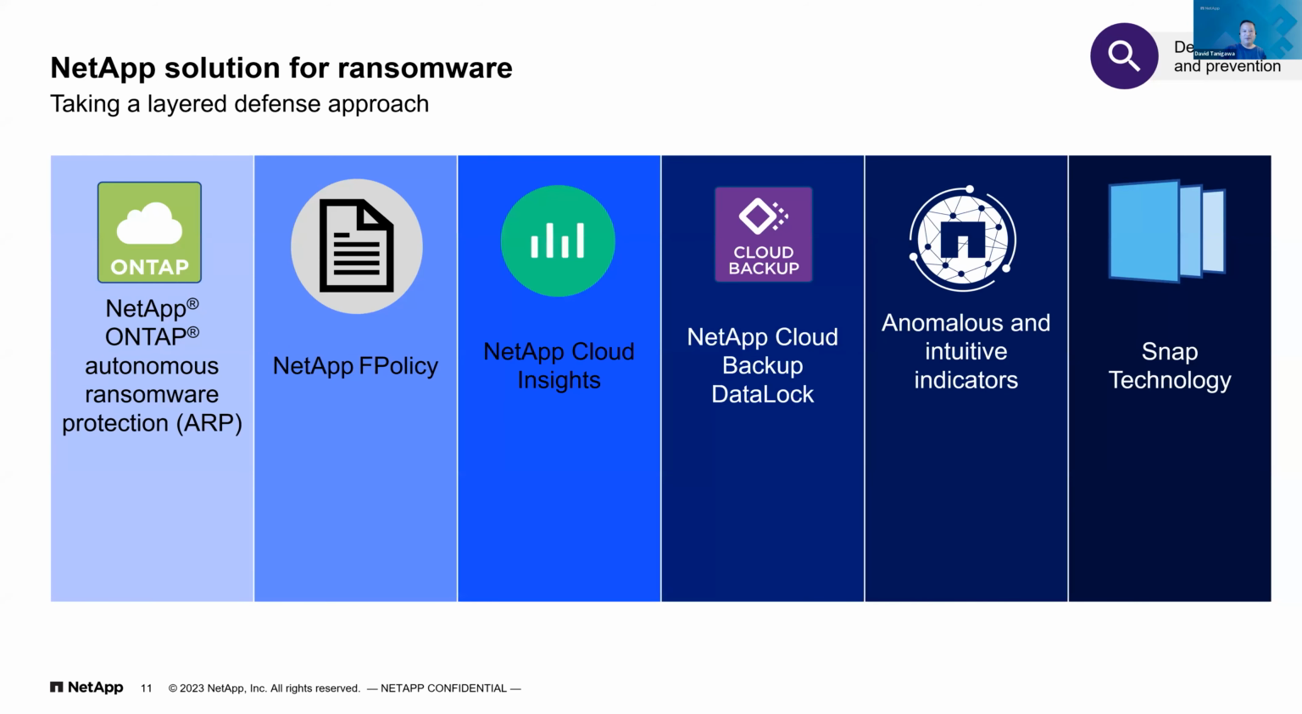So in terms of ransomware, NetApp recommends a layered defense approach. ONTAP Autonomous Ransomware Protection, or ARP, is available starting in ONTAP 9.10.1. It detects ransomware based on volume workload and data entropy changes, where data entropy is a measure of randomness of data within a file. ARP automatically takes additional snapshots if an attack is suspected.